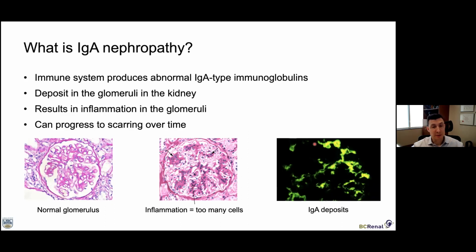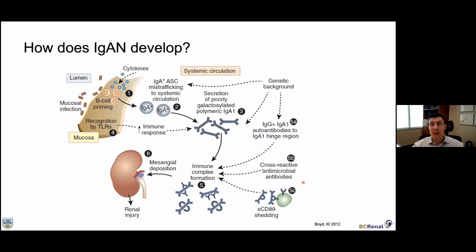So your kidney has several million glomeruli. That's shown here on the left. These are the functioning units of your kidney, and they filter blood to eventually produce urine. And this is a normal glomerulus. This is a glomerulus in the middle that occurs when there's too much inflammation as a result of IgA nephropathy. And if you actually stain for IgA antibodies, you can see that they're depositing in the kidneys of people with IgA nephropathy. So how does one develop IgA nephropathy?